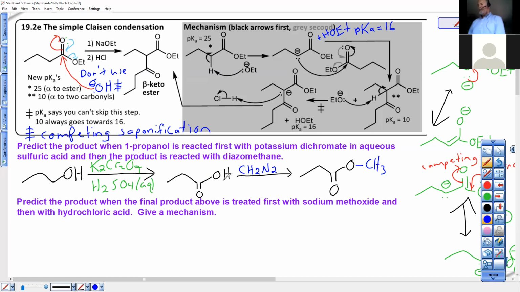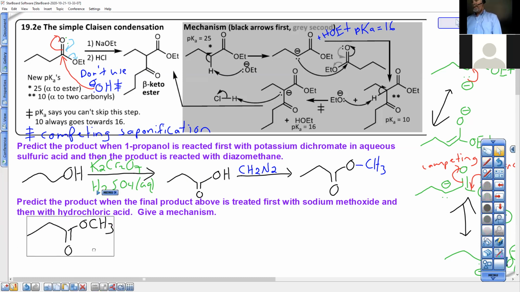So I'm supposed to predict the product when the final product above is treated first with sodium methoxide and then with hydrochloric acid. Give a mechanism. So it's basically one carbon short of this one and a slightly different ester, but it's pretty much the same thing, isn't it? Good, it's all one piece.